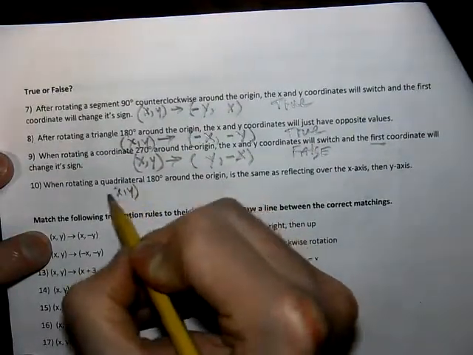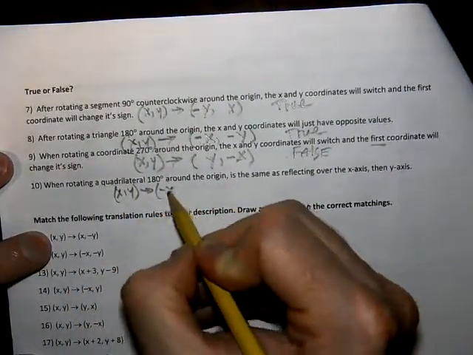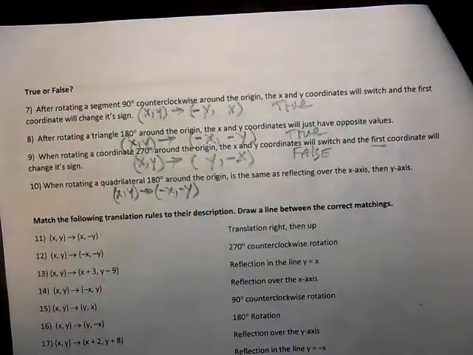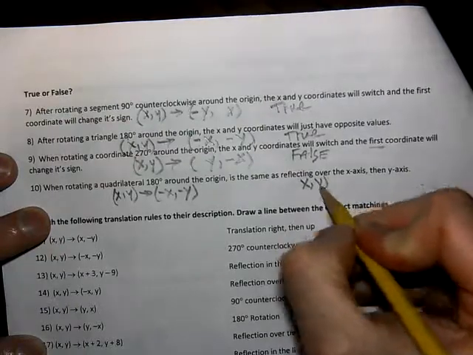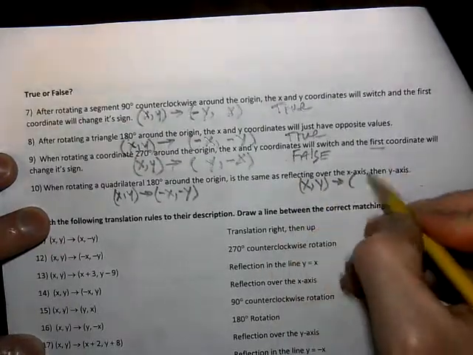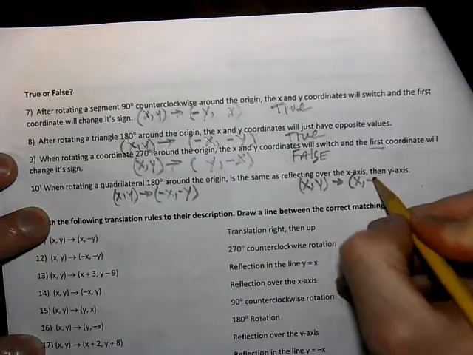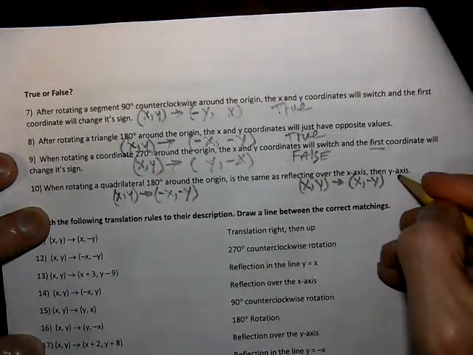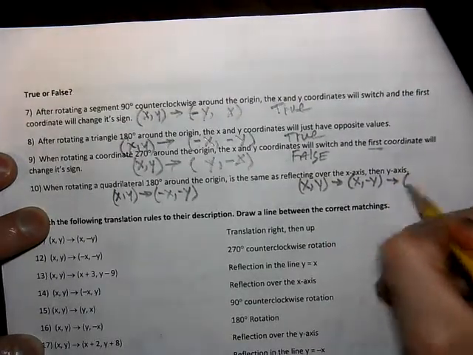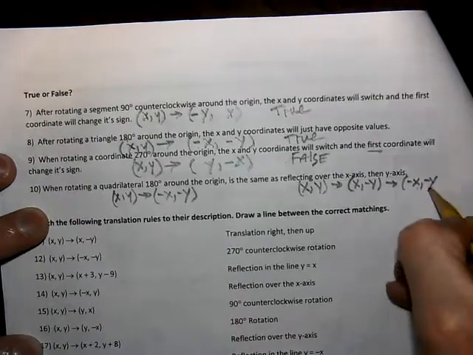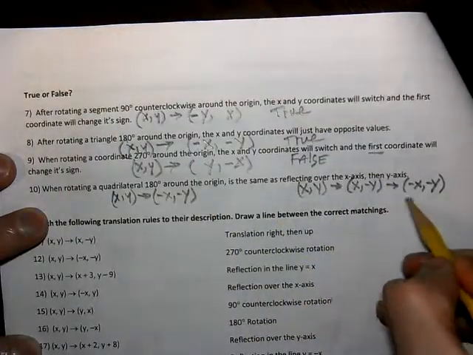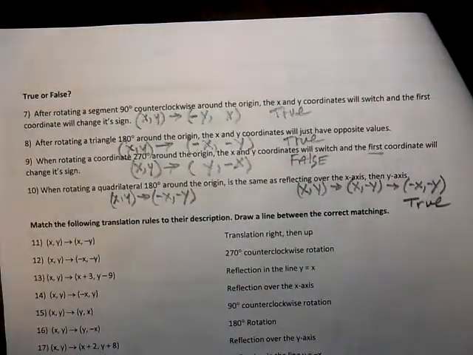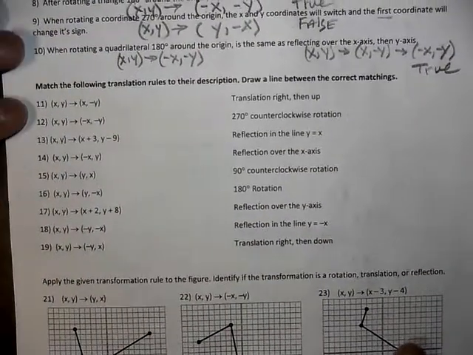Well, x comma y, rotated 180 is negative x and negative y. Over the x-axis is just changing the y, and over the y-axis would be just changing the x, and now we're right where they were the same. So this is true. Let's match these up.